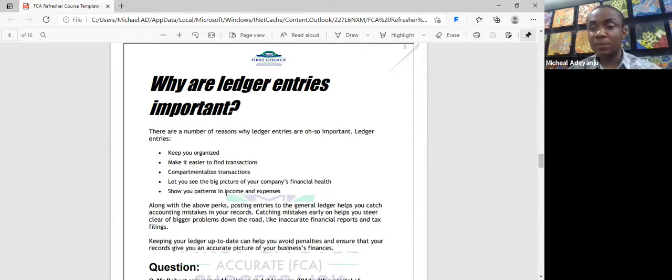It lets you see the big picture of the company's financial health. You can see the balances of almost all the transactions, and then you know, okay, this is going well, this is perfect. We are not having negative balances everywhere, all over the place. And it shows you patterns in income and expense.